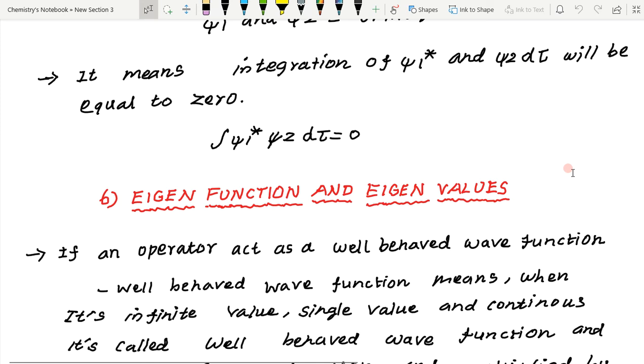Next one, sixth one, eigenvalue functions and eigenvalues.